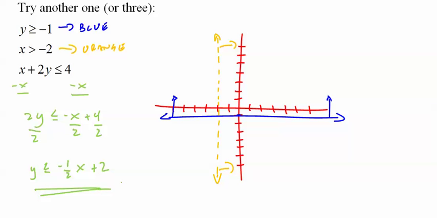So, less than or equal to negative 1/2 x plus 2. Down 1 over 2 over 2. Solid line. Shade below. Looking at all my arrows, that's this area in here.